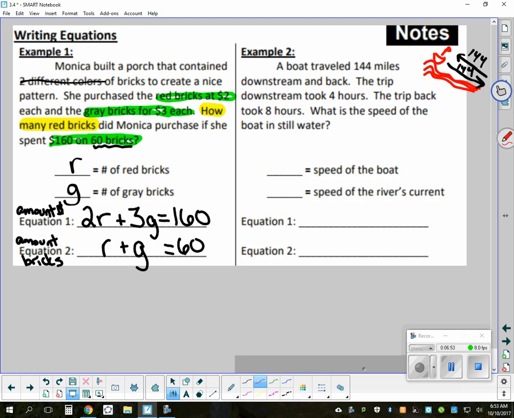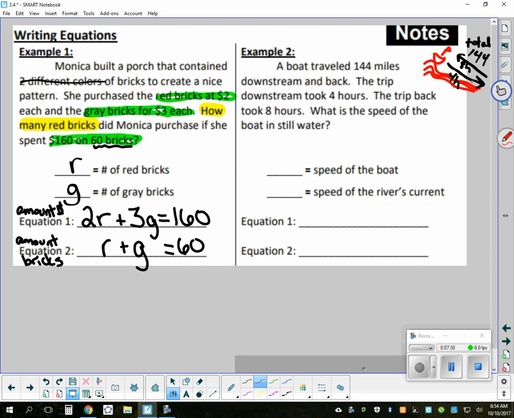The trip downstream took 4 hours. Ooh, wait, am I reading that correctly? A boat traveled 144 miles downstream and back. I'm thinking that's supposed to be the total. That's not very clearly written. I apologize for that. So let's say the total trip there and back is 144 miles. The trip downstream took 4 hours, so just downstream 4 hours. And the trip back took 8 hours. Well, why would that take longer?